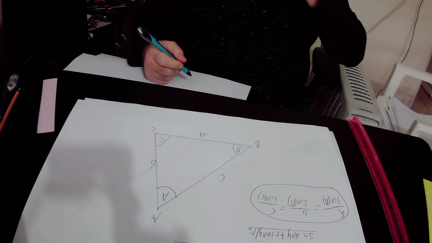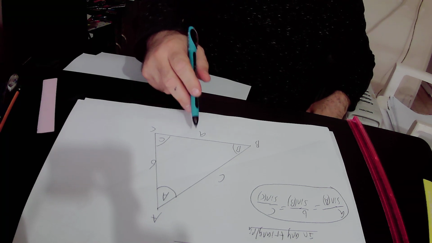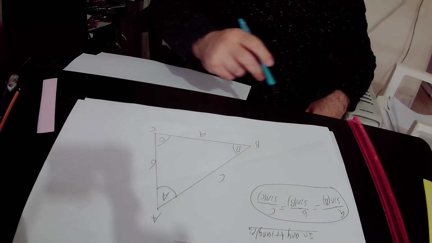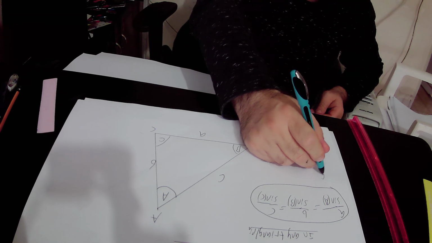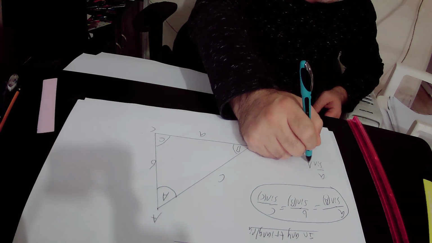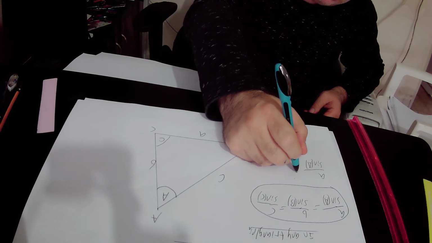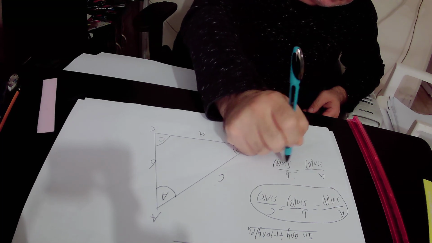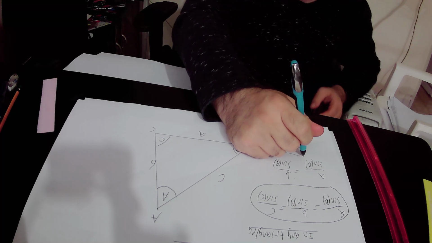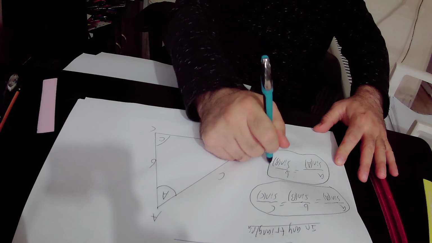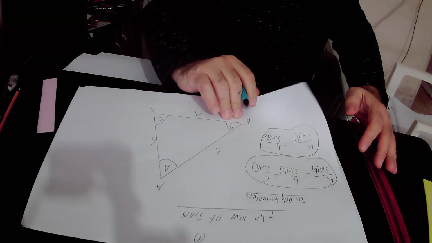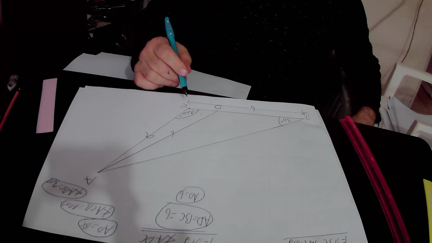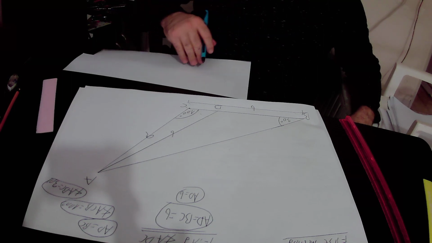Okay, I will repeat again. According to the law of sines, A over sine A equals B over sine B equals C over sine C. We conclude from this formula that A over sine A equals B over sine B, and we will implement the law of sines in our triangle ABC. So I will copy this triangle ABC, and we will implement the law of sines on this triangle.